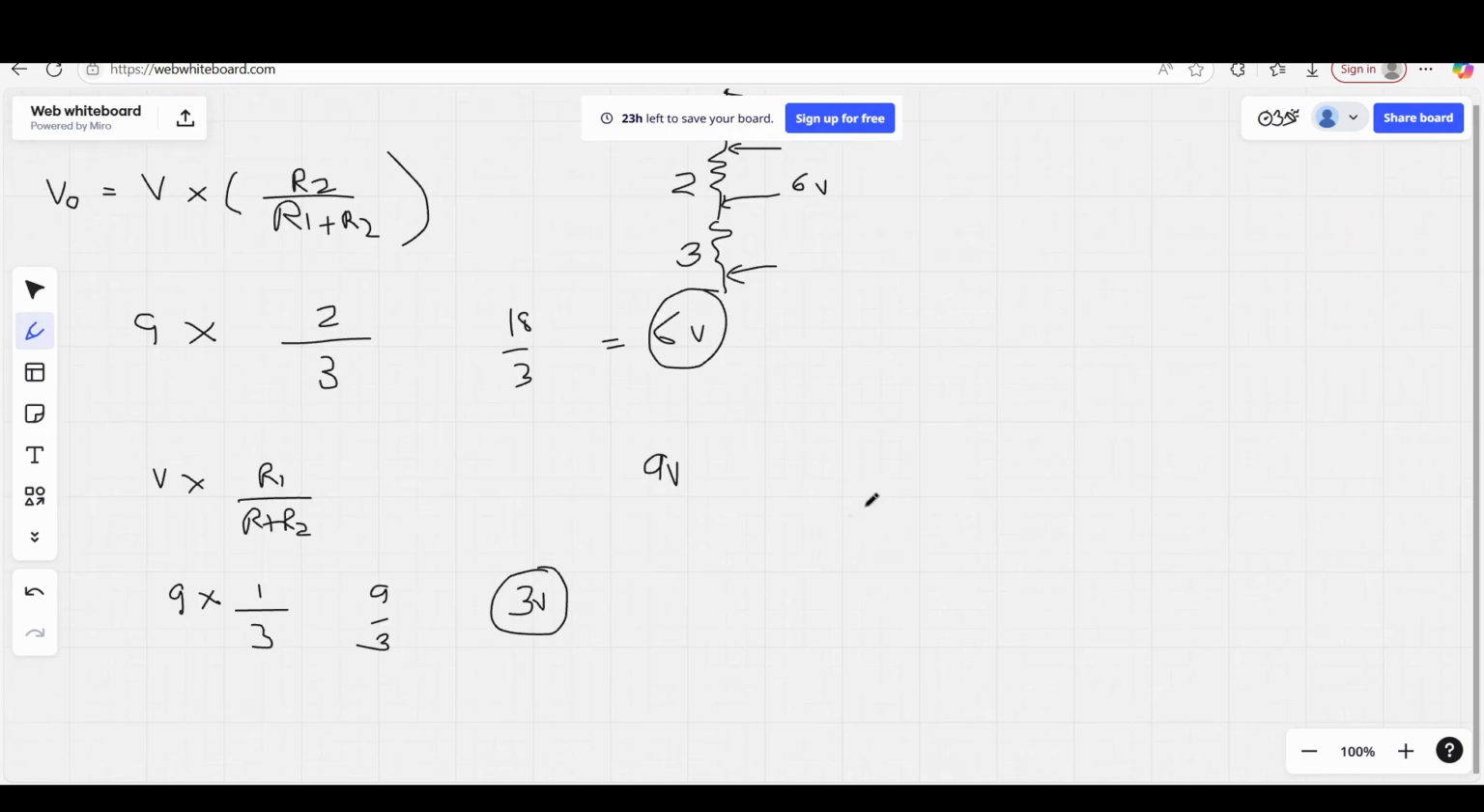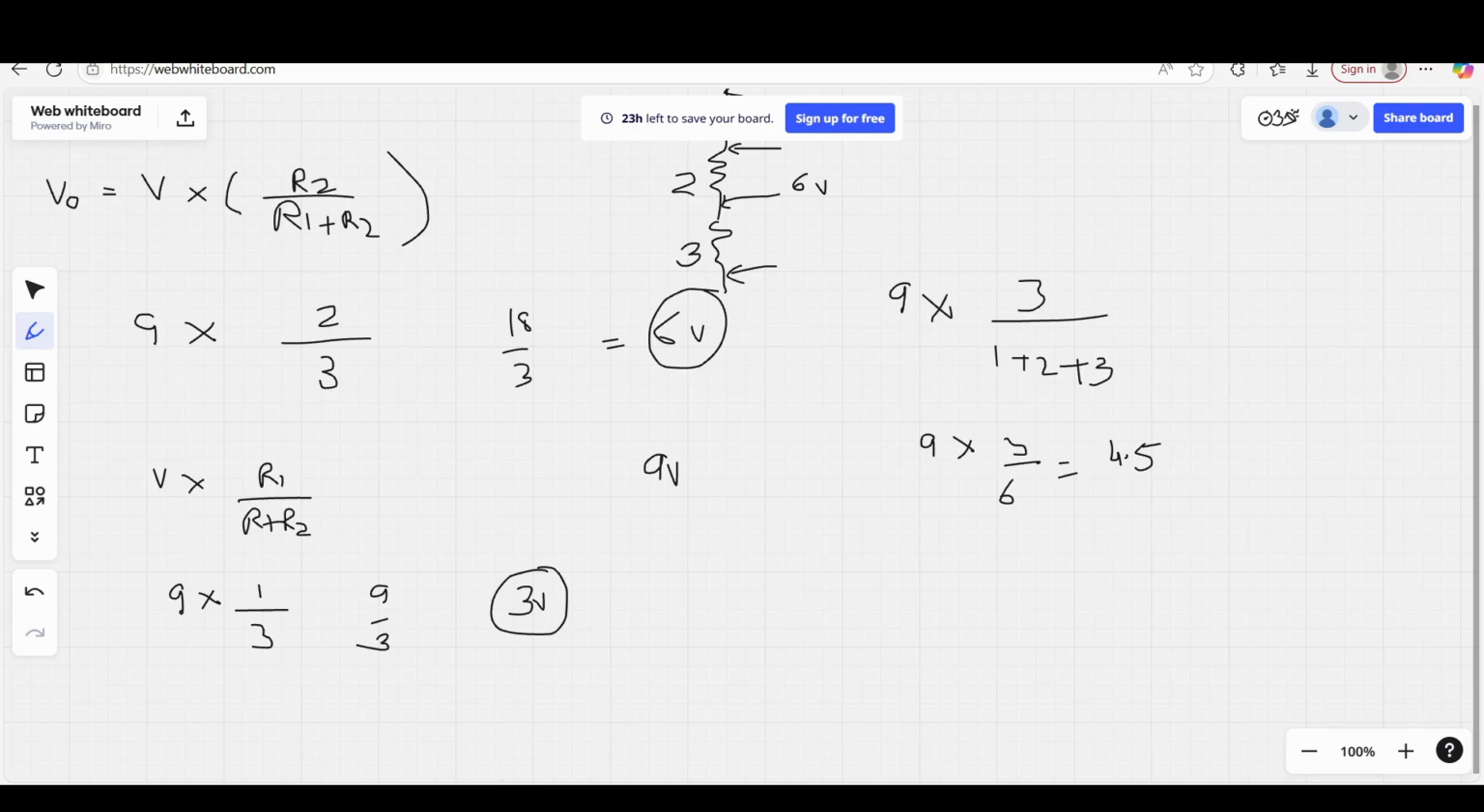For example, I want the voltage across the 3 ohm resistance, so it will be 9 multiplied by 3, which is the resistance across which I want the voltage, divided by 1 plus 2 plus 3, these three resistances. So it is 9 into 3 upon 6, which is going to be 1 upon 2 of 9, which is 4.5. So 4.5 volts is the voltage across the third one.